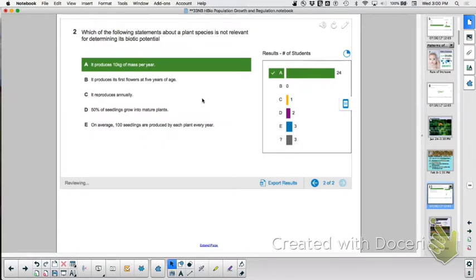Number 2, most of you got that? Which of the following statements about plant species is not relevant for determining its biotic potential? Remember, if it produces its first flowers at 5 years of age, that is telling you when they're first starting to reproduce. If it reproduces annually, it tells you how often. 50% of the seedlings grow into mature plants, that's telling you its survivability. On average, 100 seedlings are produced by each plant every year, that is telling you how many offspring they have. So the only thing that doesn't fit into biotic potential is it produces 10 kilograms of mass per year.